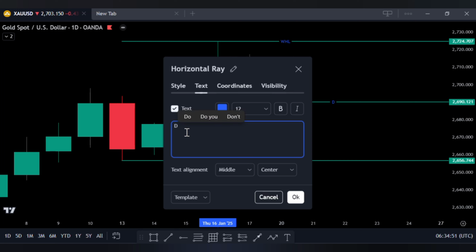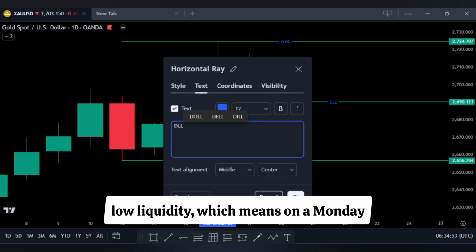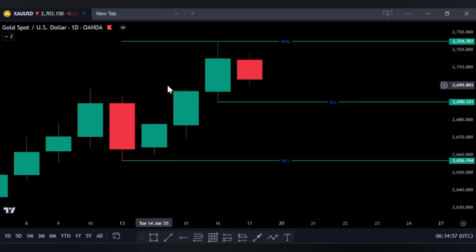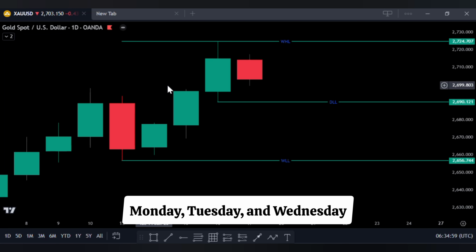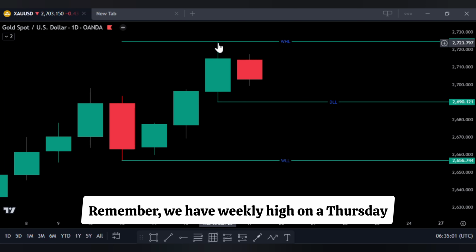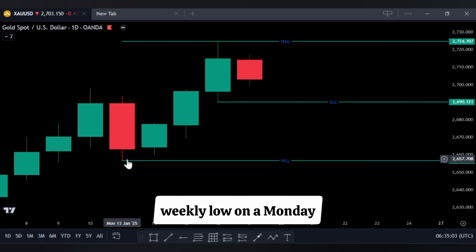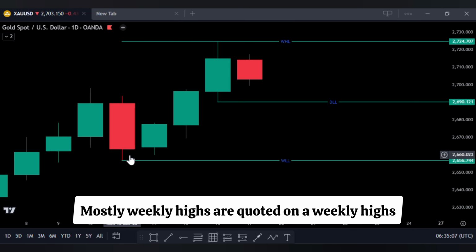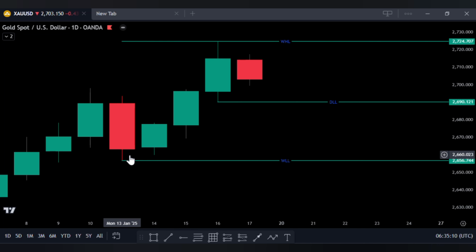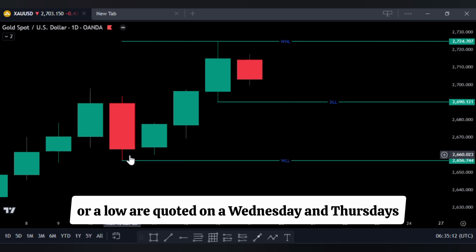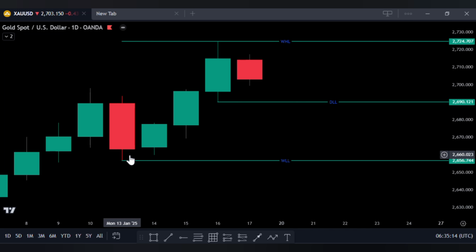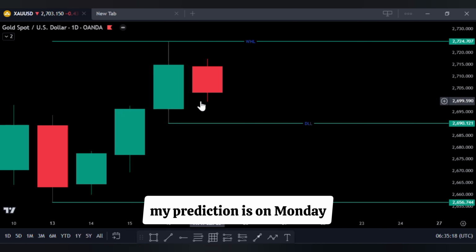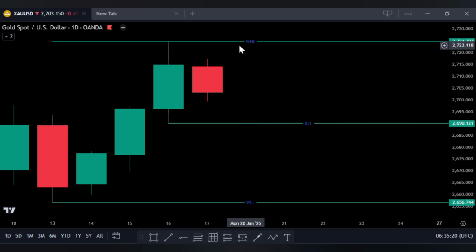Daily low liquidity, which means on a Monday price will move. Price will move Monday, Tuesday, and Wednesday. Remember, we have weekly high on a Thursday, weekly low on a Monday. This week, mostly weekly highs or lows are quoted on a Wednesday and Thursdays. So guys, my prediction is on Monday price will continue going up.